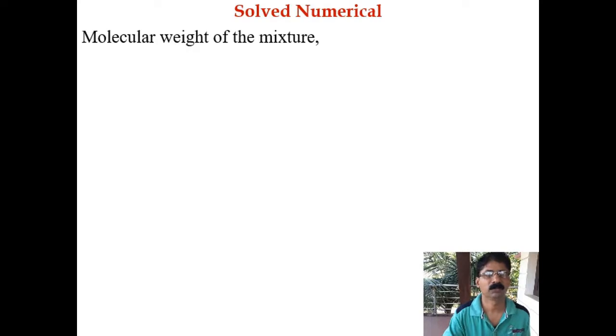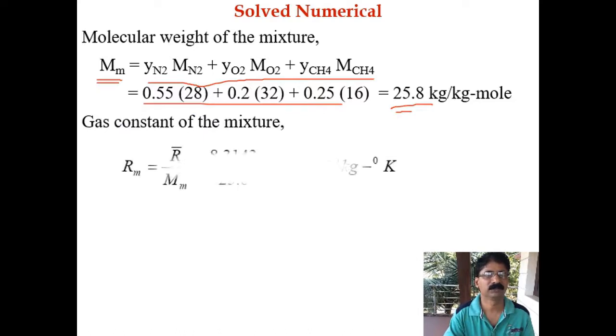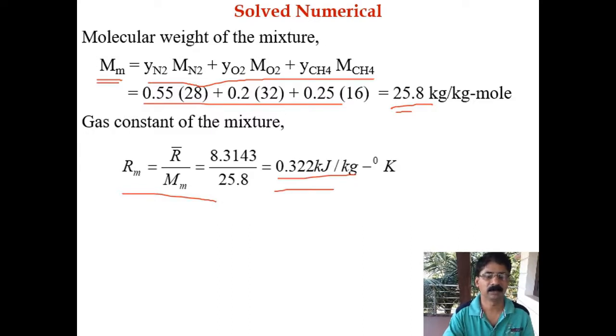Now coming to the molecular weight of the mixture, once again use the same formula. The molecular weight of the mixture is nothing but the mole fraction of the individual constituent gases multiplied by the molecular weight of the individual constituent gases, added for all the constituent gases. So YN2 MN2, YO2 MO2, and YCH4 MCH4 when added, you will get 25.8 kg per kg mole. Now the gas constant of the mixture. There are two methods to find it. One is the direct method, that is Rm is equal to R bar by the molecular weight of the mixture. So you'll get 0.322 kilojoules per kg per Kelvin.